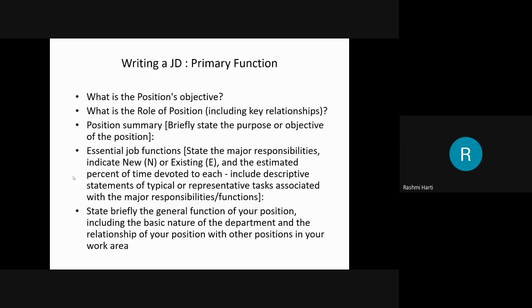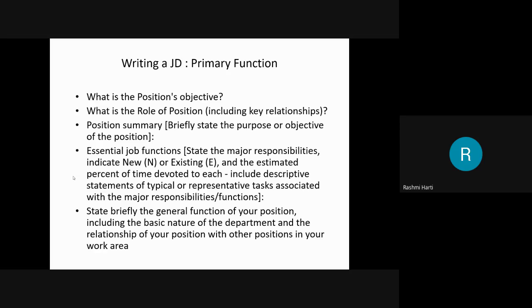Then the primary function of a job description: what exactly does it show? First, the position's objective, why it is required, what the objective of that particular position is. Then the role of the position in relationship with others and with the organization. Then the summary of the position: the purpose and objectives or actions to be done in that job. Then essential job functions, like whether it is a new job or an existing job. All these things are taken into consideration.